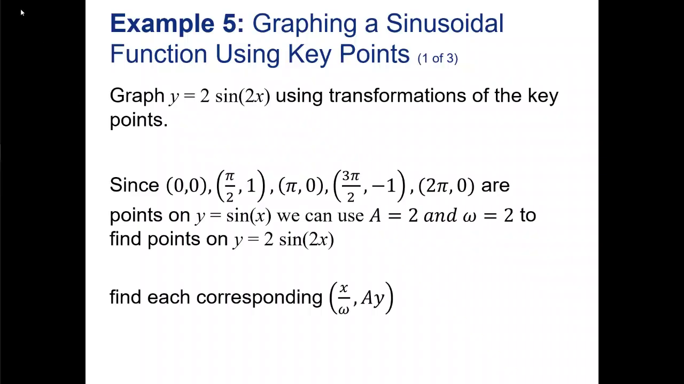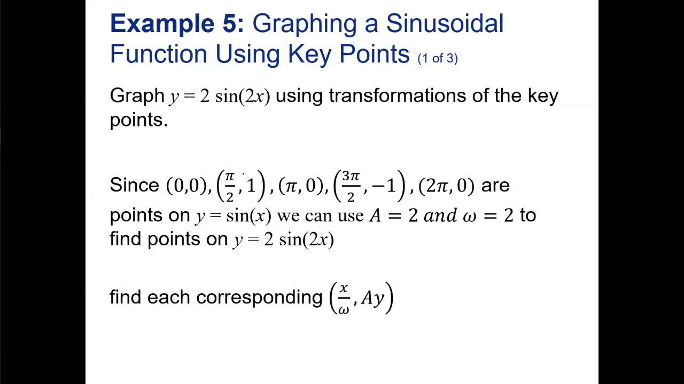Okay, so let's exercise this one more time with the graph of a sine. It works for both a sine and a cosine, and they both start out with a 2 pi period. If we're talking about the sine, the key 5 points start out as (0, 0), (pi over 2, 1), (pi, 0), (3 pi over 2, negative 1), (2 pi, 0). And we can find A is 2 and omega is 2. So let's use that to find the corresponding transformed points.